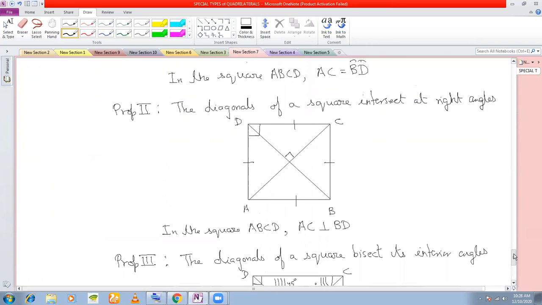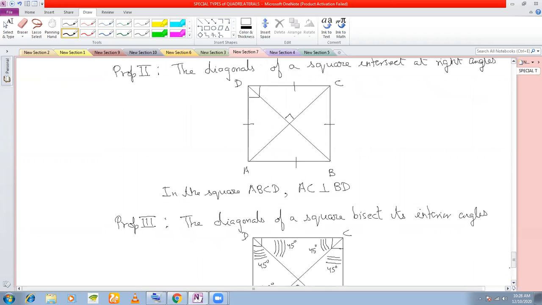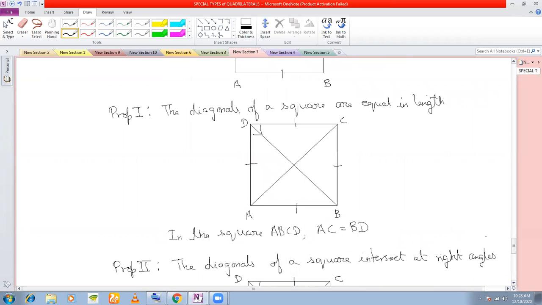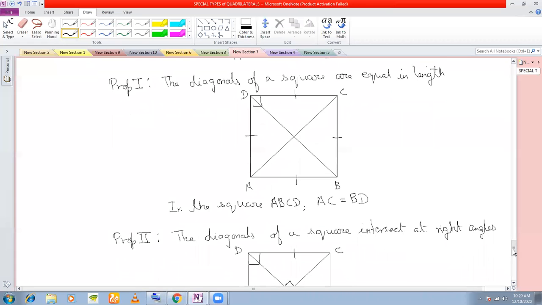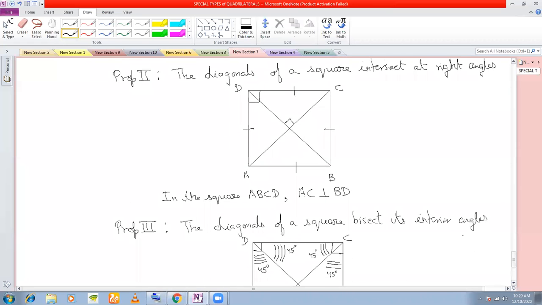And if you see, property 2 and property 3 are very similar to your rhombus, and property 1 is very similar to your rectangle. So somewhat a mixture of rectangle and rhombus. A square is a mixture of rectangle and rhombus. So this covers all the properties of a square. I expect all the properties to be by heart.